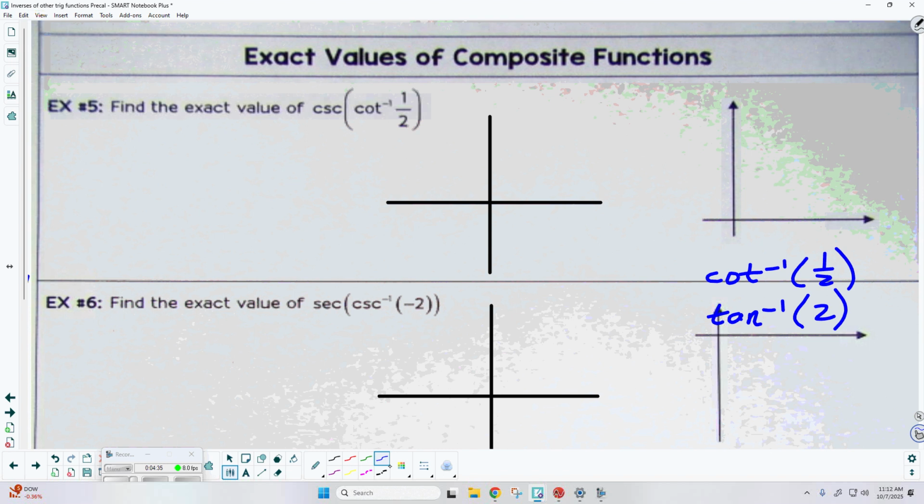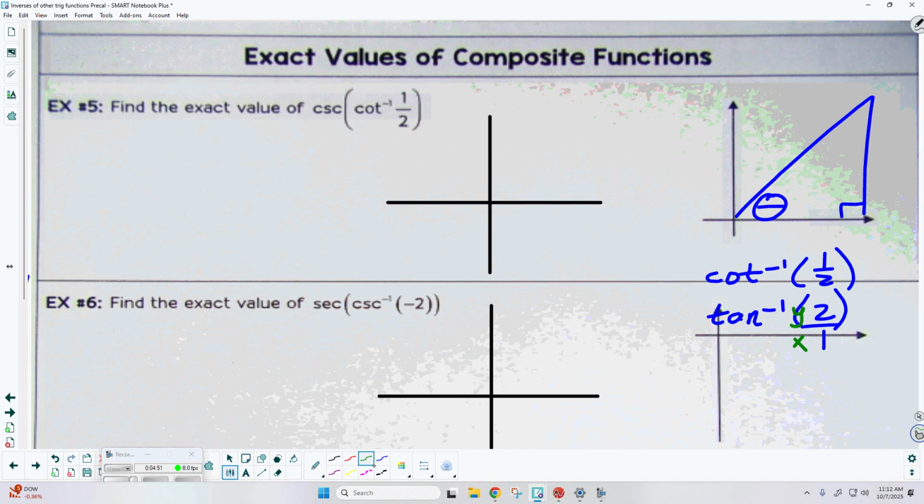Okay, so what quadrant is this in? 1 or 4? 1, because it's positive. Okay, so I'm going to go ahead and draw this triangle right here. So this angle theta, this is what I'm trying to find right now. Tangent is 2 over 1, that's y over x.